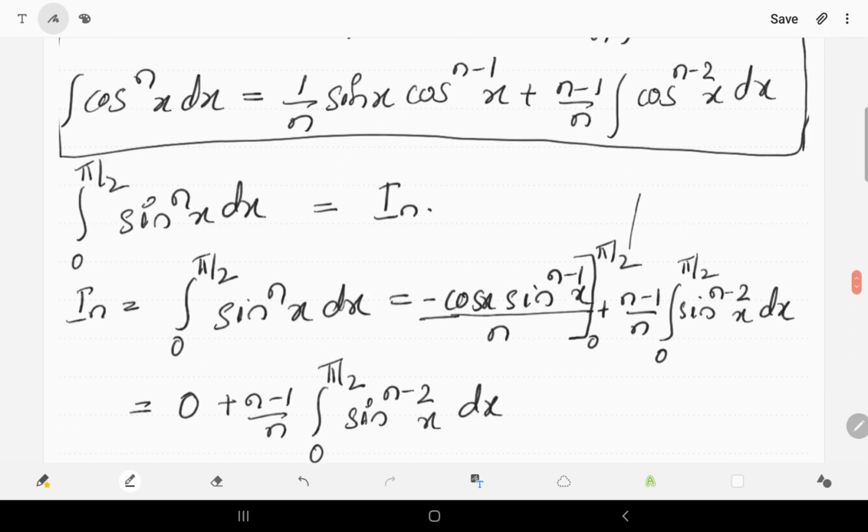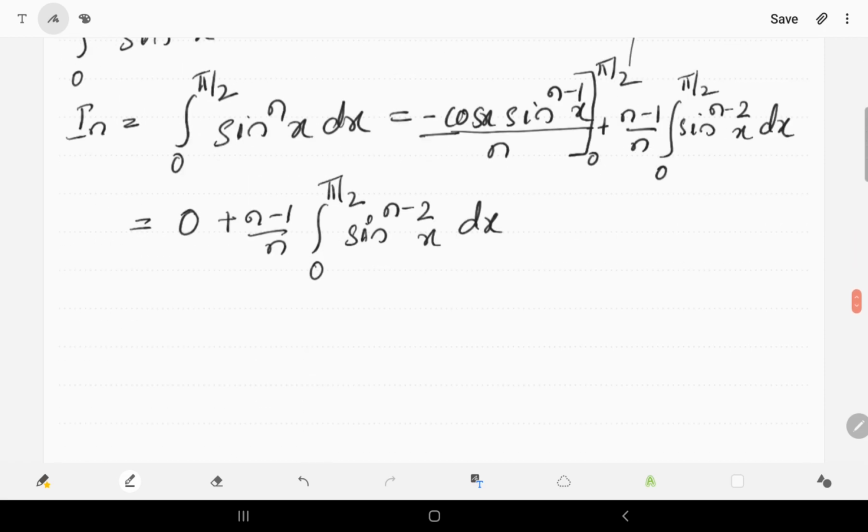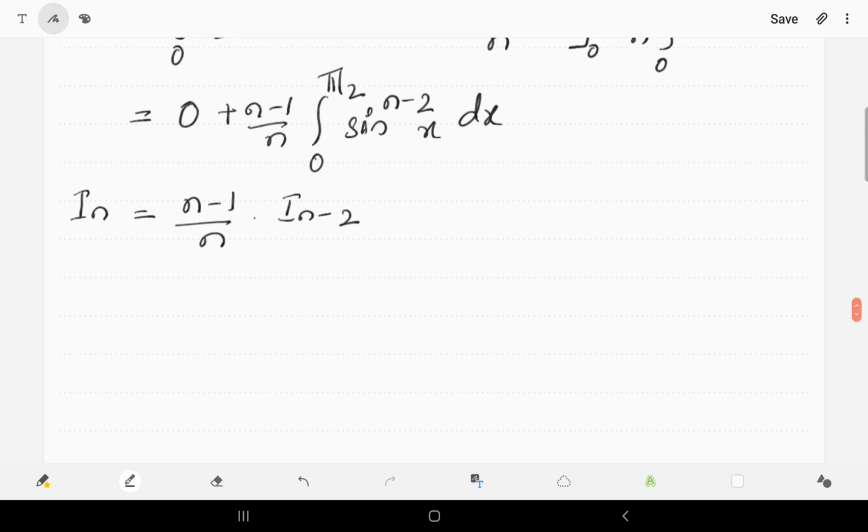Since we have denoted sin raised to n x dx as I_n, we will denote this sin raised to n minus 2 x dx as I_n minus 2. That is, I_n is equal to, this is 0, n minus 1 divided by n I_n minus 2. Now, what may be the value of I_n minus 2?